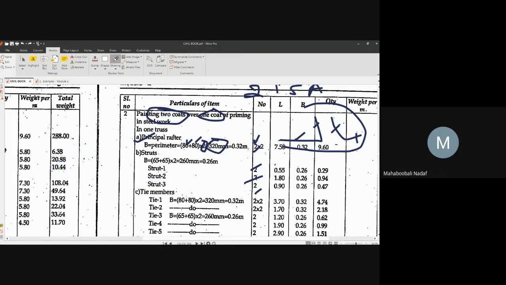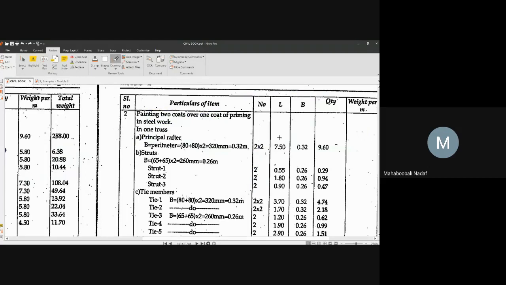Very good. So 7.5 is the length, and whatever we have calculated, that perimeter is written as B here. So this into this will give you so much. What is the unit of this one? Painting's unit is square meter. Okay, for everyone it is clear? Yes, sir. Okay, now same thing for strut also.